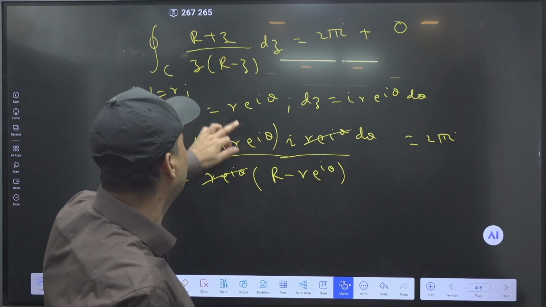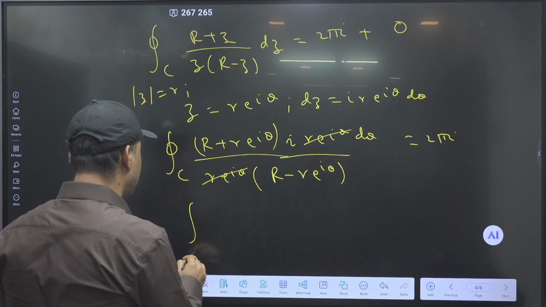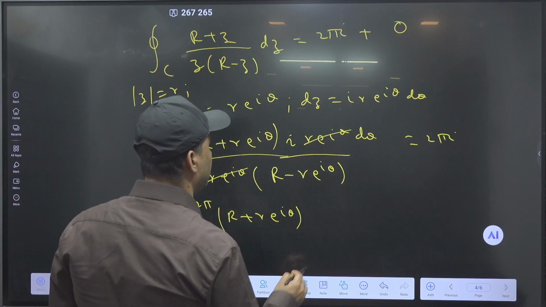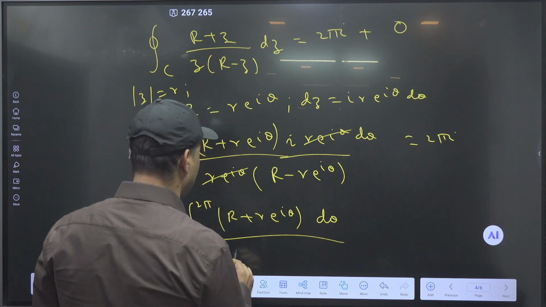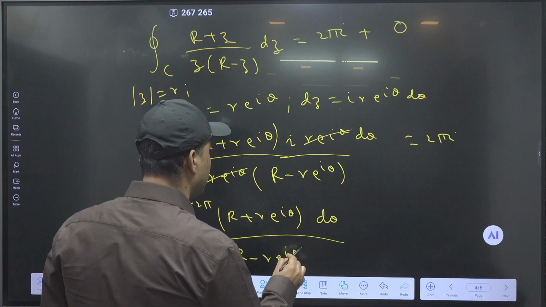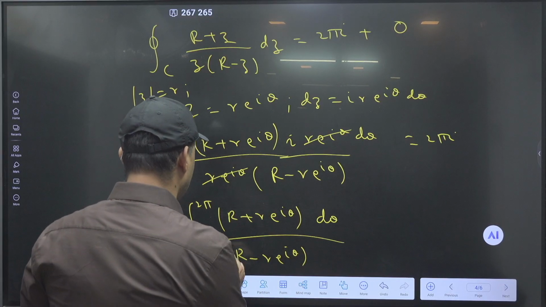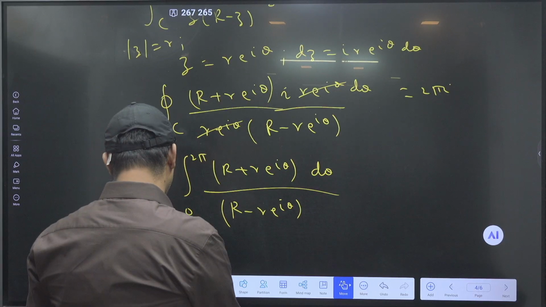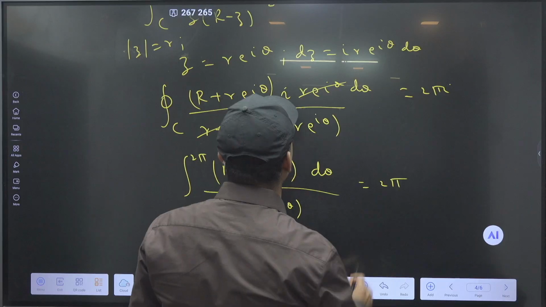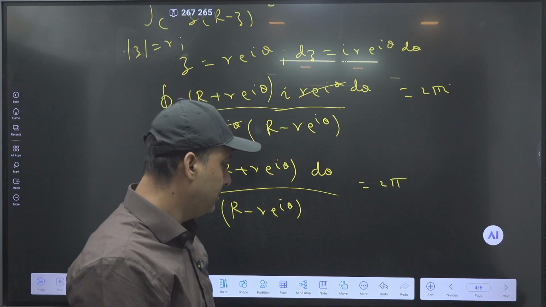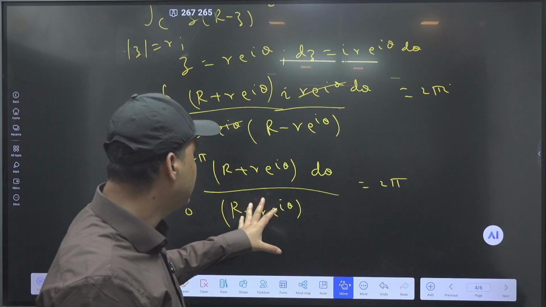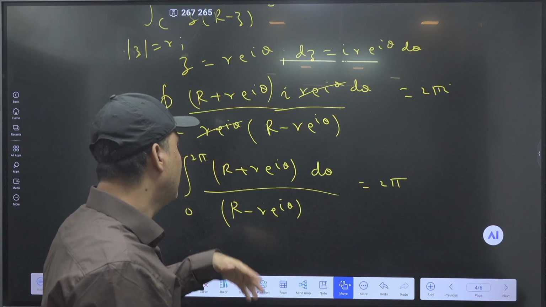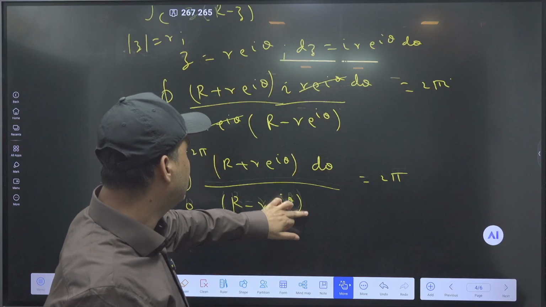So I can write this integral from 0 to 2π of (R + r e^{iθ}) dθ over (R − r e^{iθ}). Now it definitely needs some sort of manipulation, and this is equal to 2π because i and i get cancelled. And here lies the crux of this question, because I need to rationalize it, and I very well know how I can get r square, and how I can get cos and so on and so forth.